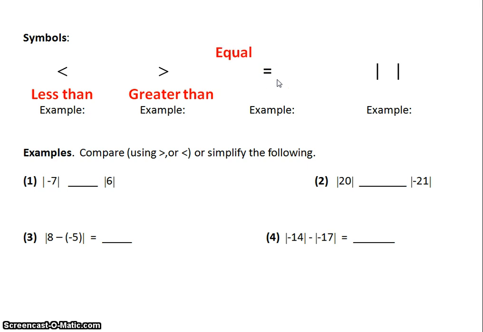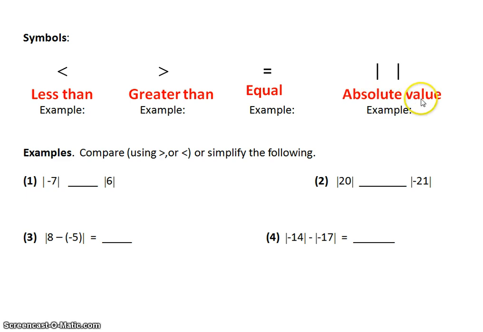This is equals. Now, these symbols, two vertical lines, those are your absolute value symbols. Now remember, absolute values are distance from 0, and an absolute value is always positive. In this example, you are asked to compare using greater than or less than, or simplify the following.